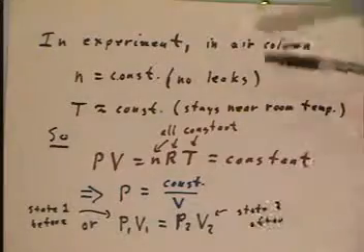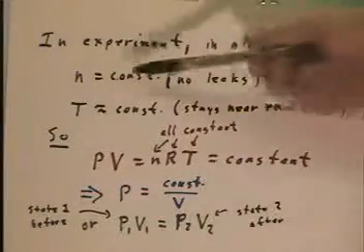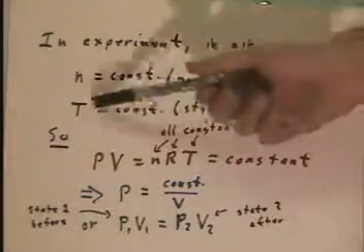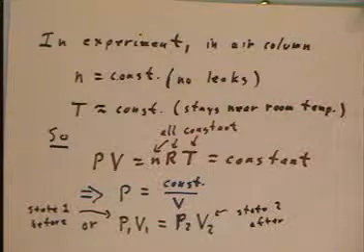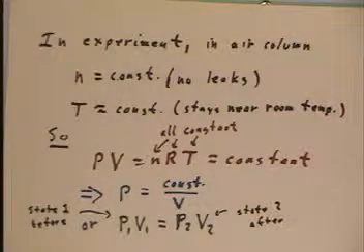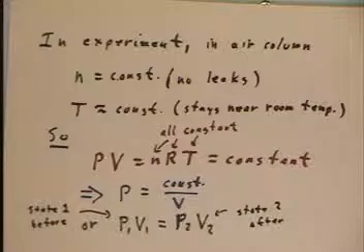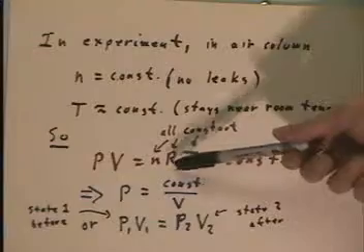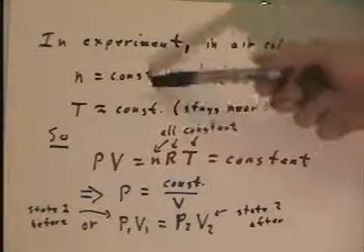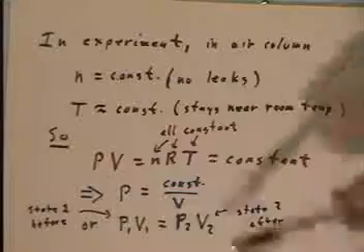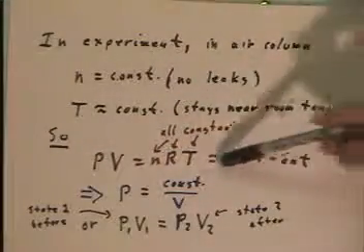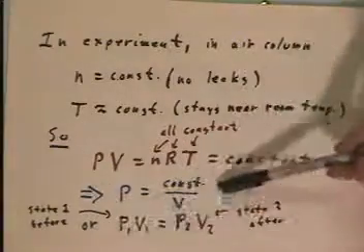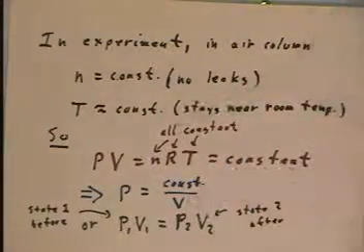Okay, so in the experiment, when we looked at the air column, N was constant. There were no leaks, and there was no way for air to get into that column. T was approximately constant because that column stays very close to room temperature unless you somehow get it close to a heat source. So what we have is PV equals nRT. N is constant, T is constant, R is always constant, so we have PV equals something that's constant. We multiply three constants together, we get a constant. So that the pressure is equal to whatever that constant is divided by the volume.